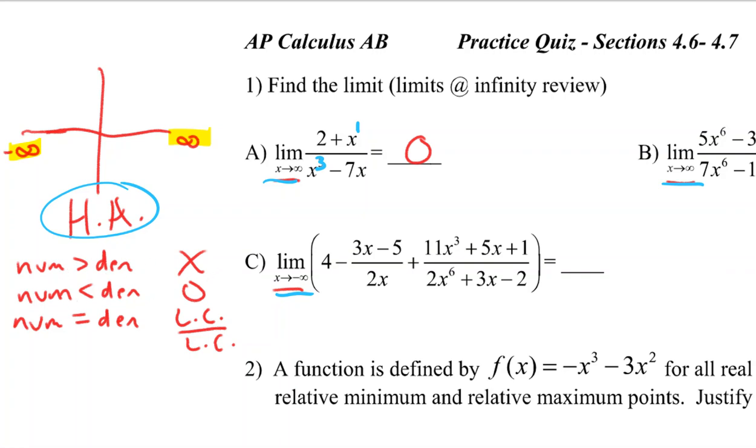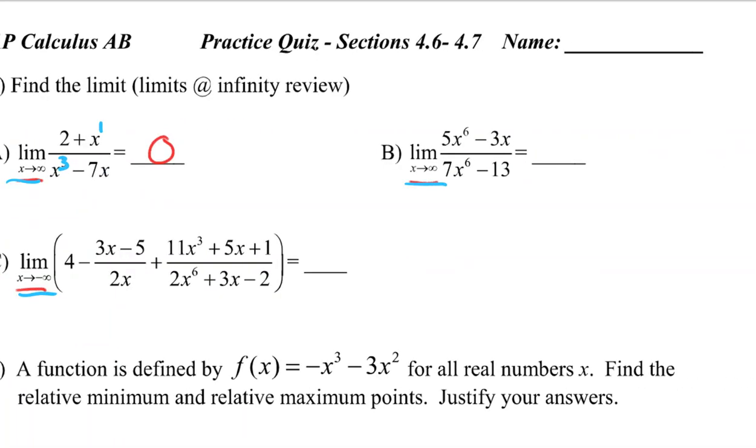Just using this horizontal asymptote rule. Okay, over here it looks like the degrees are equal, so that means that this function, the further you go to the right or the left, is going to get closer and closer to what? You say 5/7? Okay, that's correct.